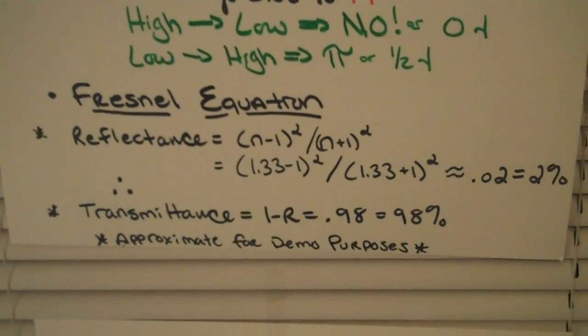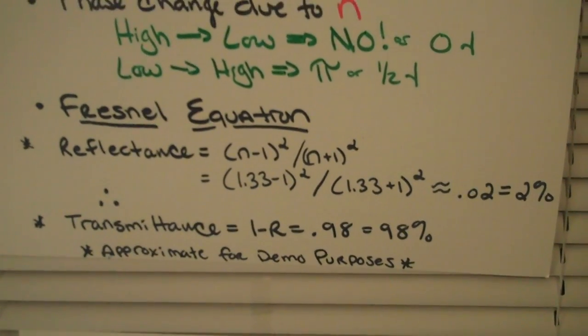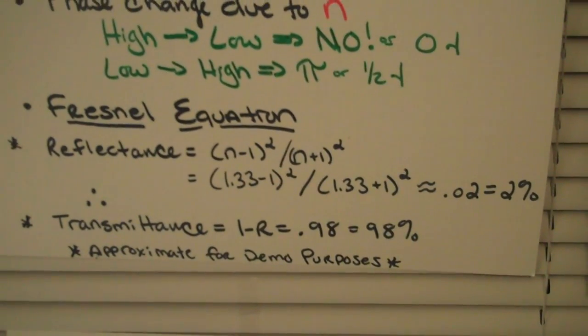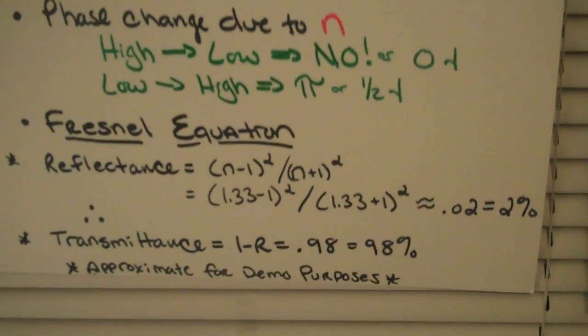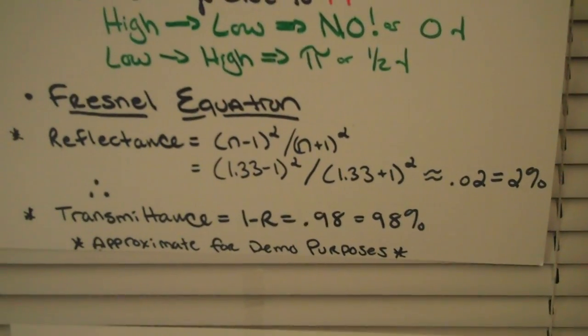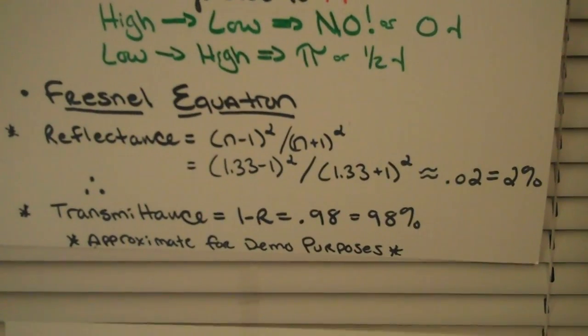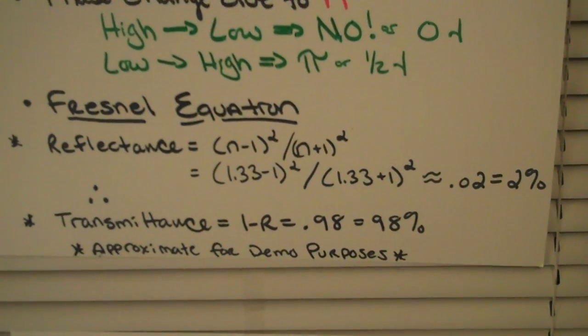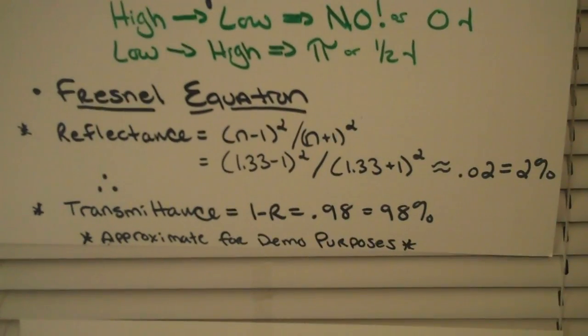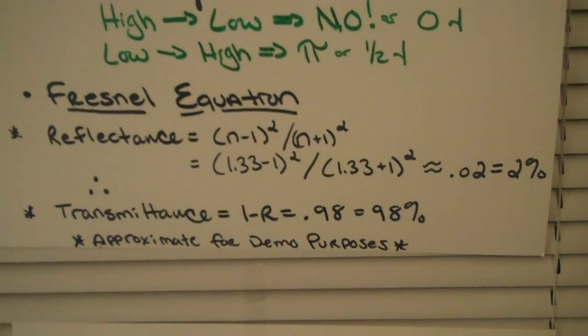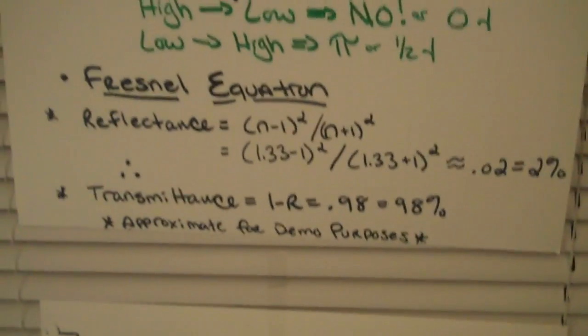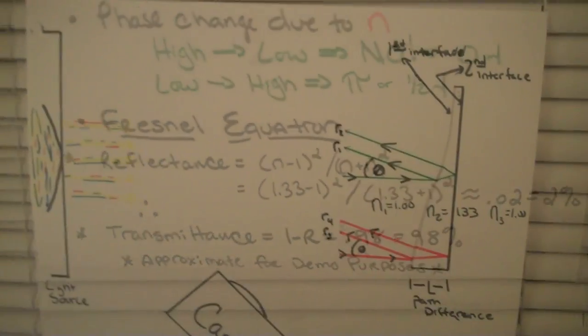The Fresnel equation gives us how much of the light is reflected at the interface between the air and the soap. And in this case, it's approximately 2%. And some simple math, just 1 minus 2% is 98% transmittance goes through the first interface.